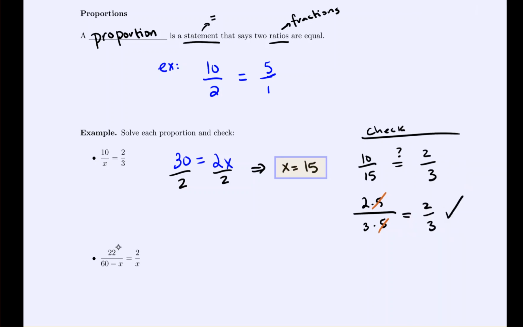Next, we're going to see when is 22 divided by 60 minus x equivalent in value to 2 divided by x. And as it's currently written, we don't want to deal with the problem when there's fractions there. That's going to make it difficult to solve. So we'll do our cross multiply method. 22 times x, set that equal to 2 times 60 minus x.